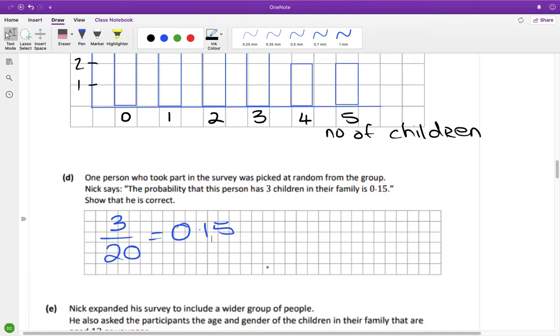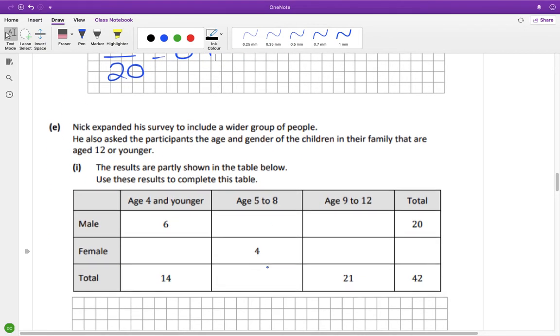Okay. And Nick expanded his survey to include a wider group of people. He also asked the participants the age and gender of the children in their families that are aged 12 years or younger. The results are partly shown in the table. Use these results to complete the table.